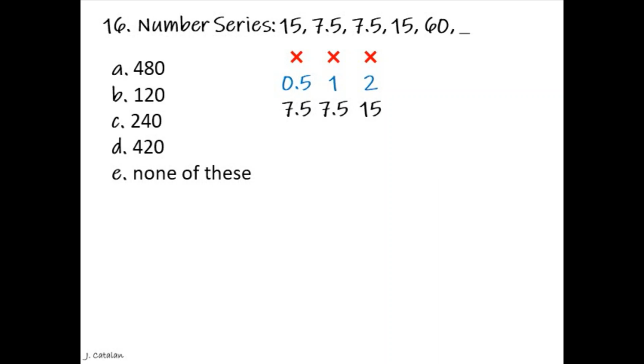As we observe, the multiplier is doubled to reach the next number in the series. Let us now double 2, and it will become 4. 15 multiplied by 4 is equal to 60. It is now clear enough that the multiplier is 8. 60 multiplied by 8 is equal to 480. Our next number in the series is 480.